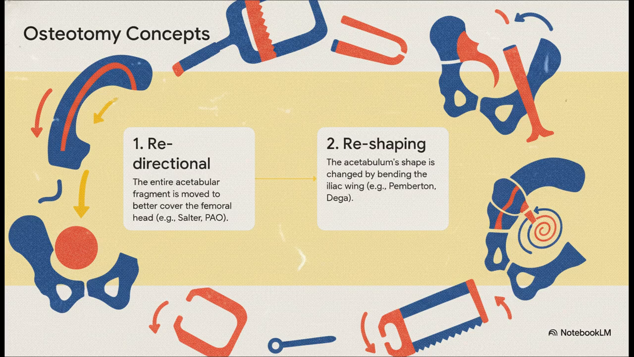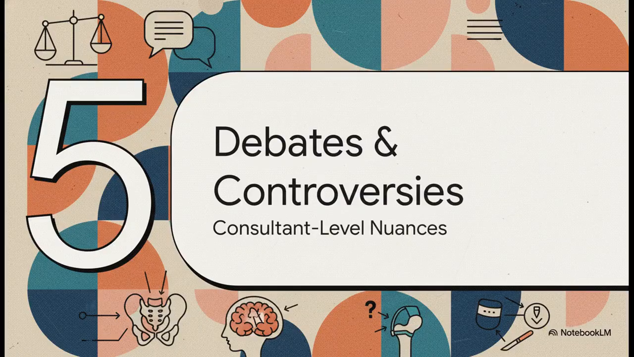The redirectional ones, like a Salter, involve a complete cut through the bone. You are physically moving the entire socket to a new, better address. In contrast, the reshaping ones, like a Pemberton, use an incomplete cut. They hinge on that flexible growth plate, which lets you actually bend the bone to change the socket's shape and make it deeper. All right, now for the really juicy stuff.